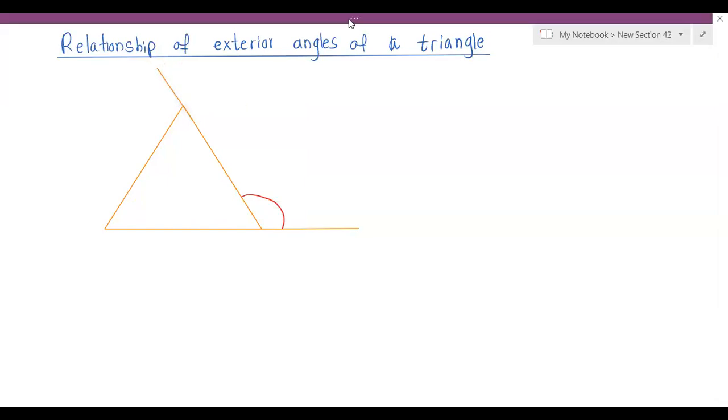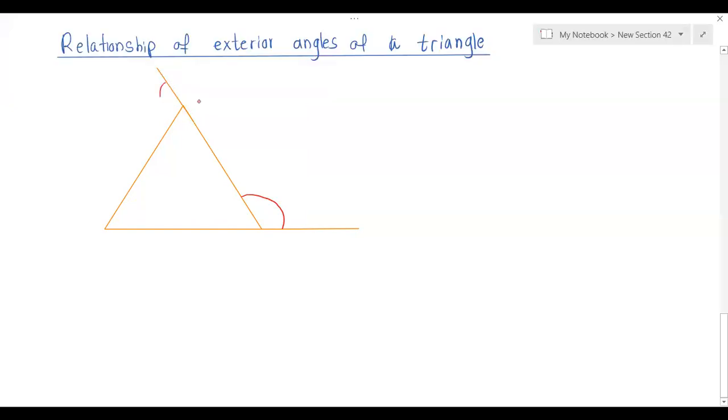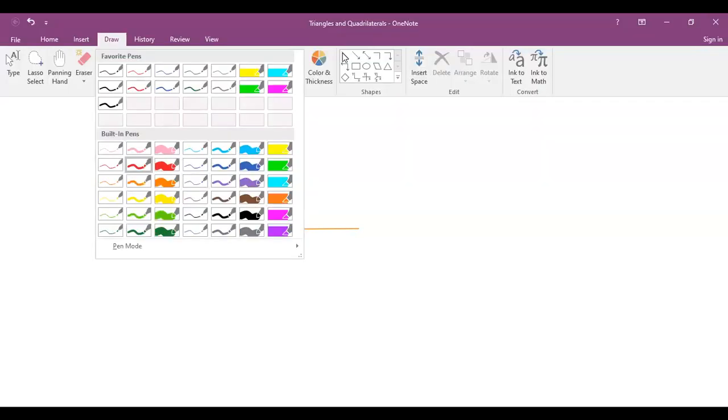Different kinds of angles are given. In such cases, what you have to look at is whether that angle is formed by a side of the triangle and the produced side.